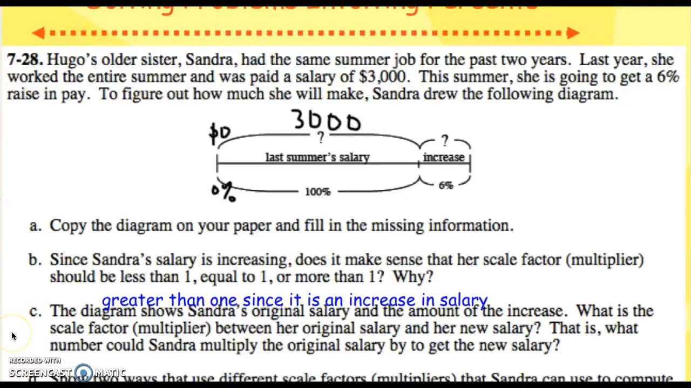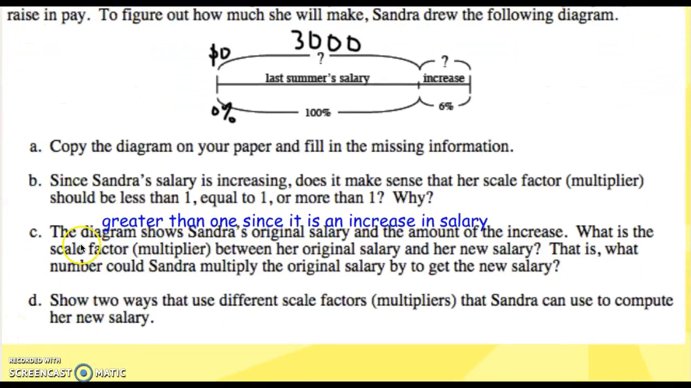Okay. The next part is C. The diagram shows Sandra's original salary and the amount of the increase. What is the scale factor or multiplier between her original salary and her new salary? That is, what number could Sandra multiply the original salary by to get the new salary? So the way I'm going to explain this is the new salary equals 100%, and as a whole number that's equal to 1.